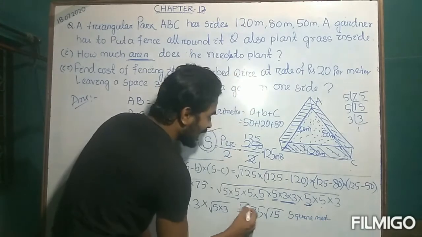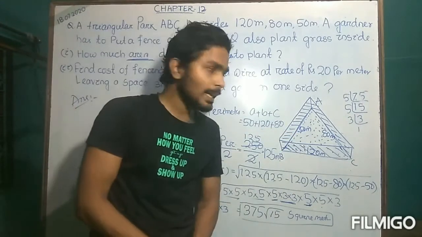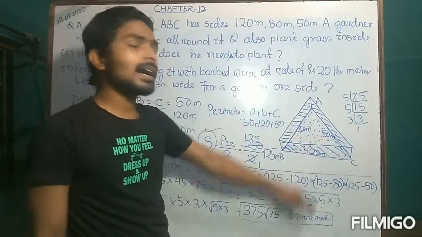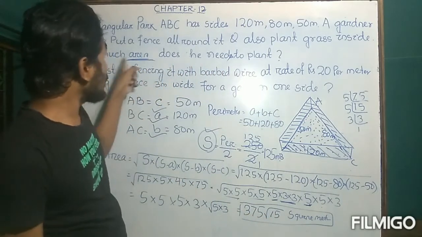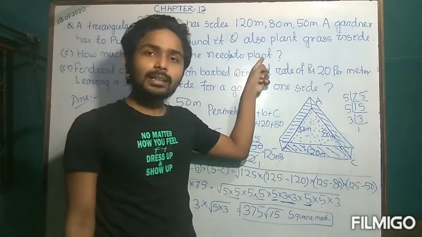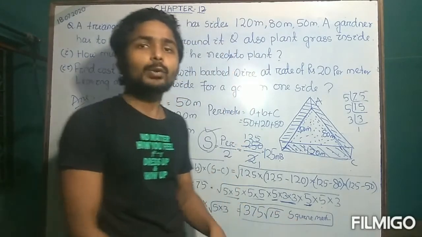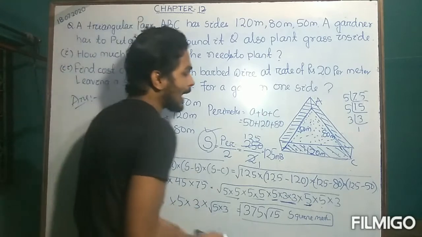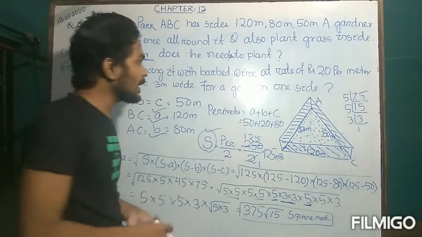So this is the area of this total triangular garden. Okay, and in this area the gardener has to plant the grass. So the answer is, in how much area does he need to plant the grass? He needs 375 root over 15 square meter area to plant his grass. Now it is clear. Question number 1 is completed.